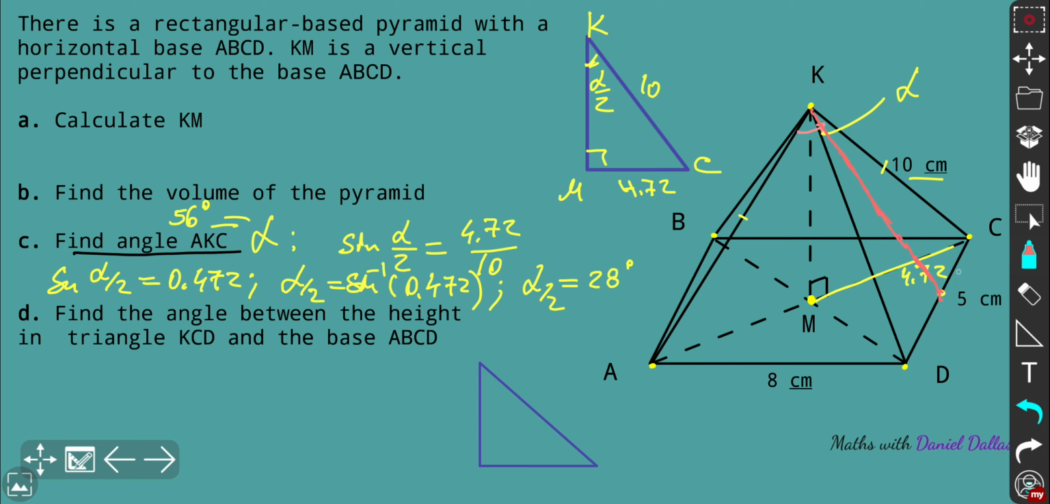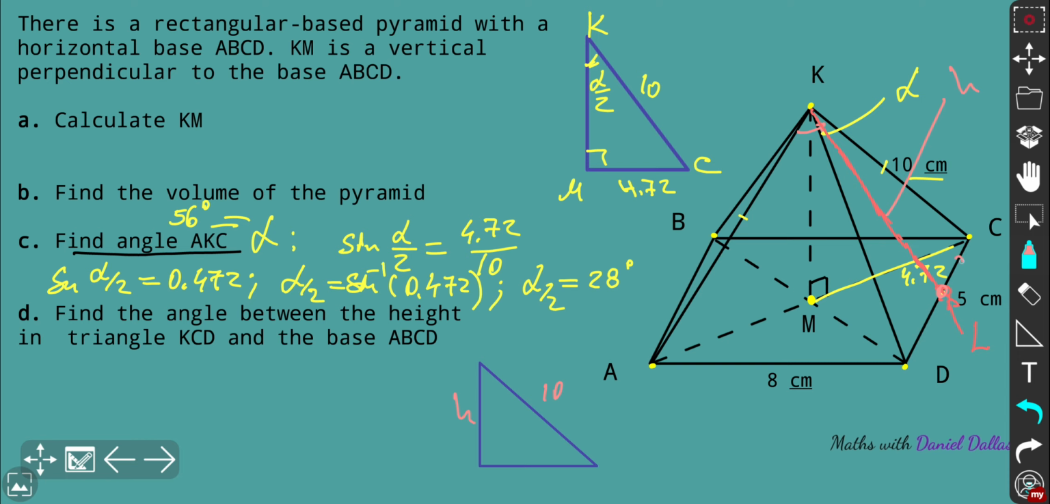It touched the segment CD at some point, let's say point L. Okay, so point L, and this is the height in this triangle. So we know that we formed a triangle made of the height, the hypotenuse of 10 centimeters, and the bottom part, which is half of CD. CD is 5, so it's half.